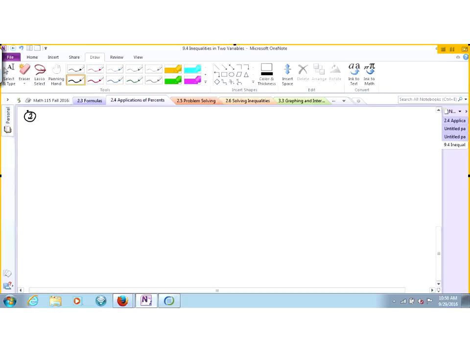So anyway, number 2. Now, I'd also like you to graph and find the coordinates of the vertices. All right. So it is y is less than or equal to 2x minus 1. And then y is greater than or equal to negative 2x plus 1. And then x is less than or equal to 3.